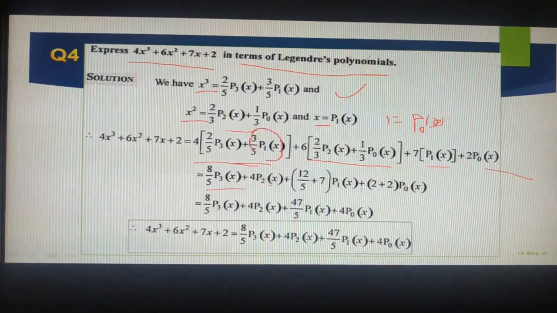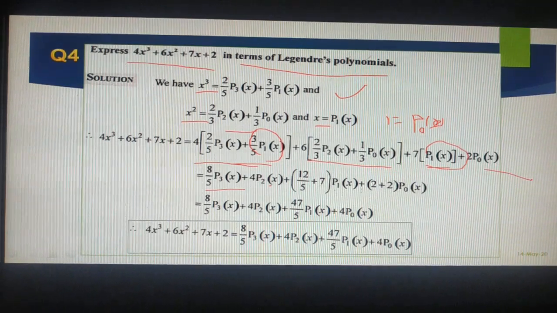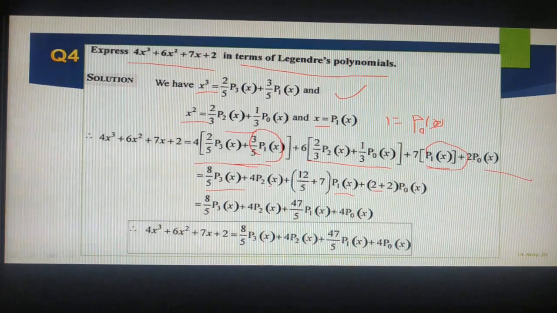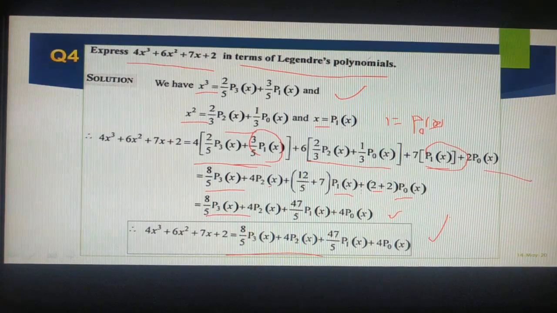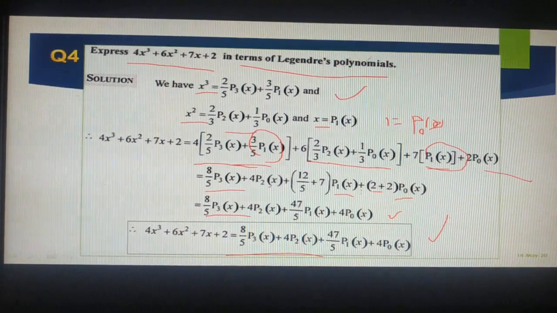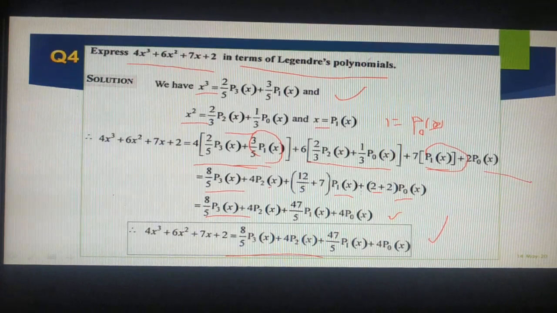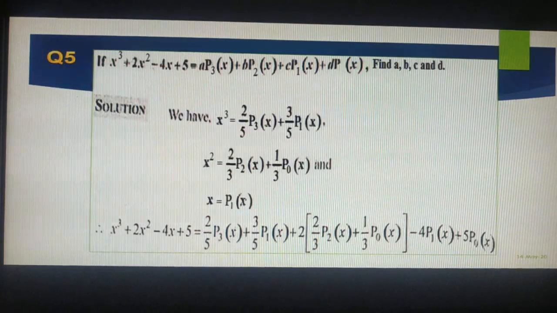Plus P1 of x. Here one term is there, and here one more term is there. So that means 4 into 3, that will be 12 by 5 plus 7 into P1 of x. Next, P naught of x: here 6 by 3 means 2, and here plus 2. So 2 plus 2 into P naught of x. After simplification we got the result. Very, very simple. The only thing is that memorization is very important. If you remember all those polynomial results, then it will be very easy.